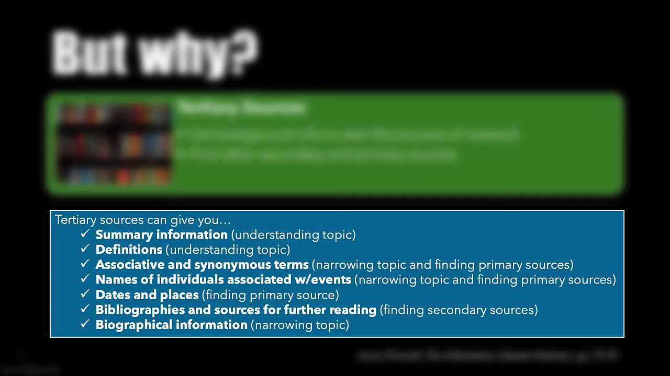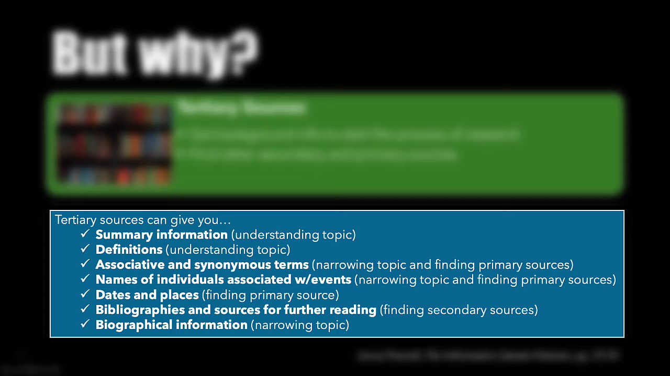Tertiary sources can also bring up names of individuals associated with events or associated with movements. Again, this is really important for us in going about the work of narrowing topics and finding primary sources on a topic. Similarly, tertiary sources give us dates and places. It helps us orient events and people in certain places and times. And it really becomes very handy when we're looking for primary sources and have to locate those primary sources by thinking about when they might have been created.